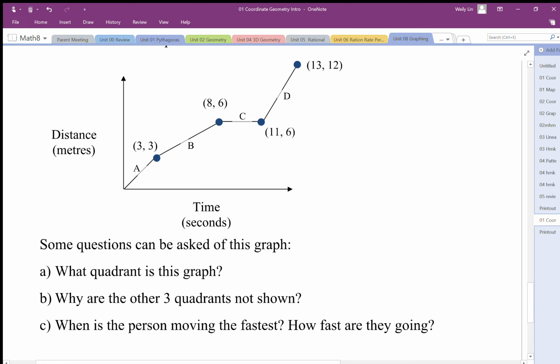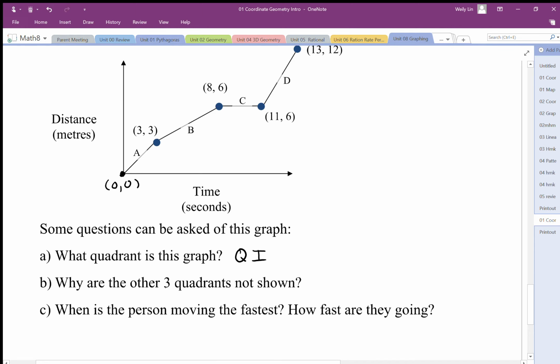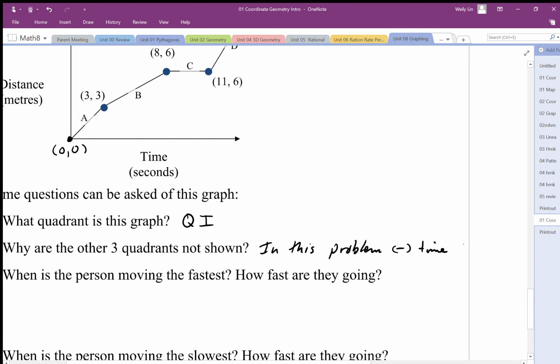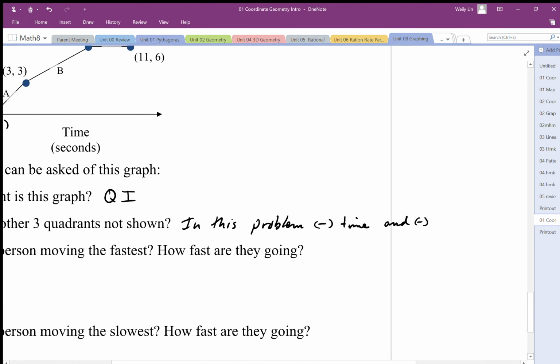So some questions we can ask about this graph. First of all, what quadrant is this graph? This is going to be quadrant 1 because we know that's our origin. We're starting at 0 x, 0 y, or 0 seconds, 0 distance. So that means we're going to the right and up. That means we're in quadrant 1, which I'm going to label as Q1. Why are the other 3 quadrants not shown? Well, in this problem, negative time and negative distance are not relevant.